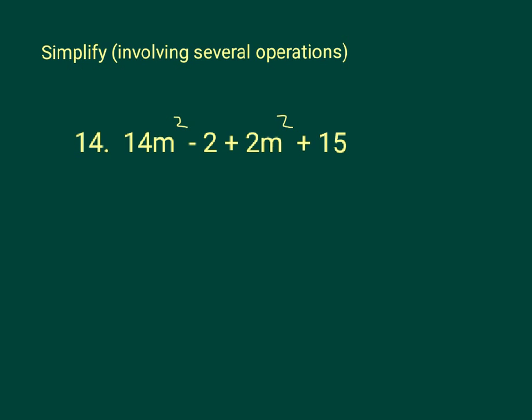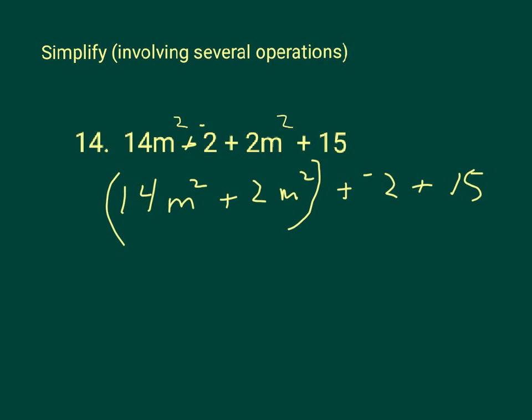Okay, simplifying with several operations. In this case, it's just an addition and subtraction. But first thing I want to do is make the subtract 2 become add negative 2. Now everything is addition, so I can reorganize to my heart's content and put like terms together. 14m to the second plus 2m to the second plus negative 2 plus positive 15. And I can group them any way I want to, and I like this.